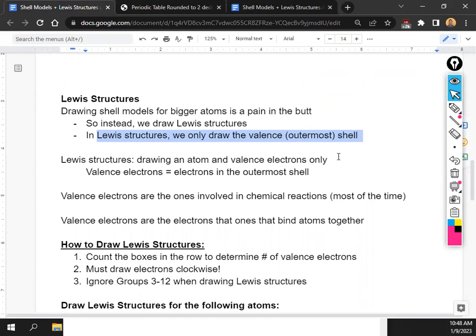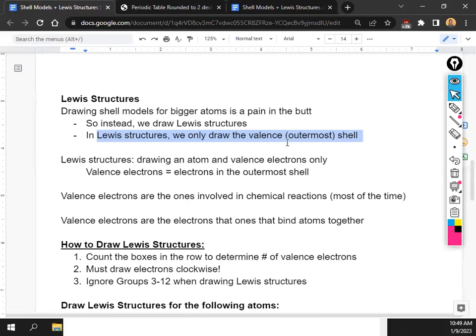So instead of shell models, we're going to be drawing mostly Lewis structures. That's where we only draw the outside electrons, the electrons on the outermost shell. So we just did shell models. Now we're doing Lewis structures, where we draw the outermost shell, and this is what we're going to end with. We're just going to do a couple examples and then we'll be done.